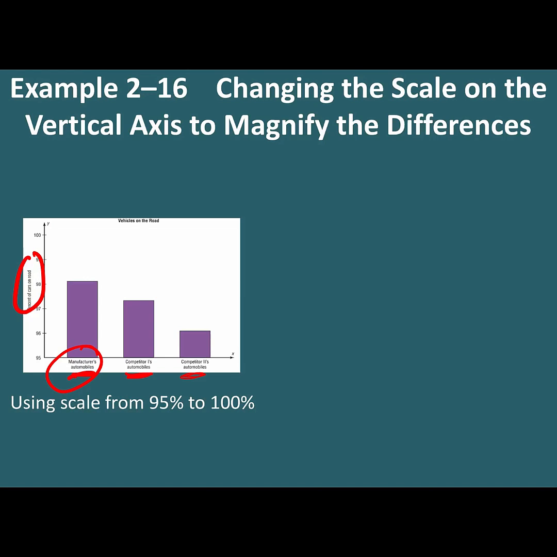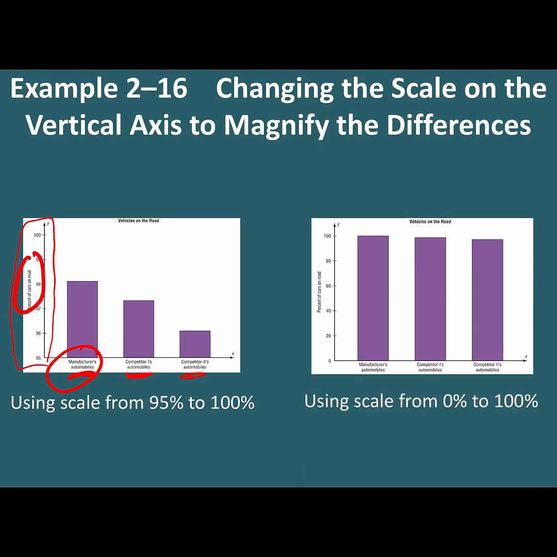But upon closer look at the percent of cars on the road on the left, you'll notice they're all within the 90s. So perhaps a more accurate graph will look something more like this. Using a scale from 0 to 100, we see that the manufacturer's automobiles are actually quite close in comparison to the competitors. This graph on the left is very misleading.